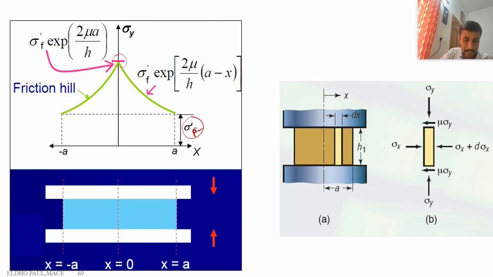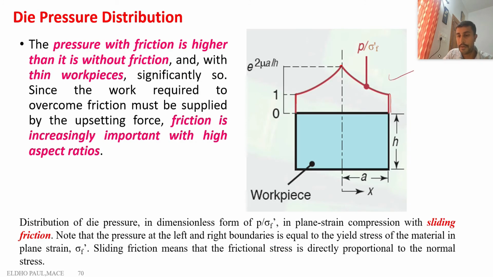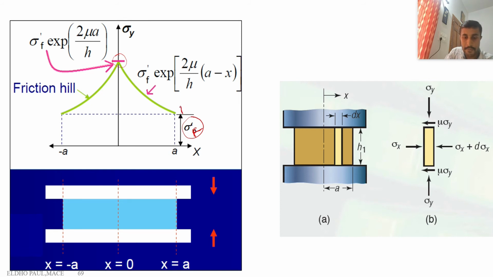And this diagram is similar to the previous one, but here we convert it into a dimensionless form. That means here we consider the variation is not the sigma y variation, but the sigma y by sigma dash f variation. So we divide all the sigma y values by sigma dash f. When we divide by sigma dash f, at this point this will be equal to 1, because at this point sigma y is equal to sigma dash f. So at this point we divide sigma dash f by sigma dash f.